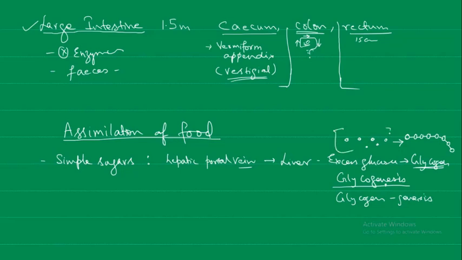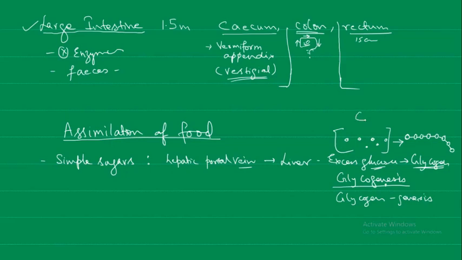Why is the body doing this? You see, when there are a large number of glucose molecules, that leads to an increase in osmotic pressure, correct? If there is more osmotic pressure, what is going to happen?